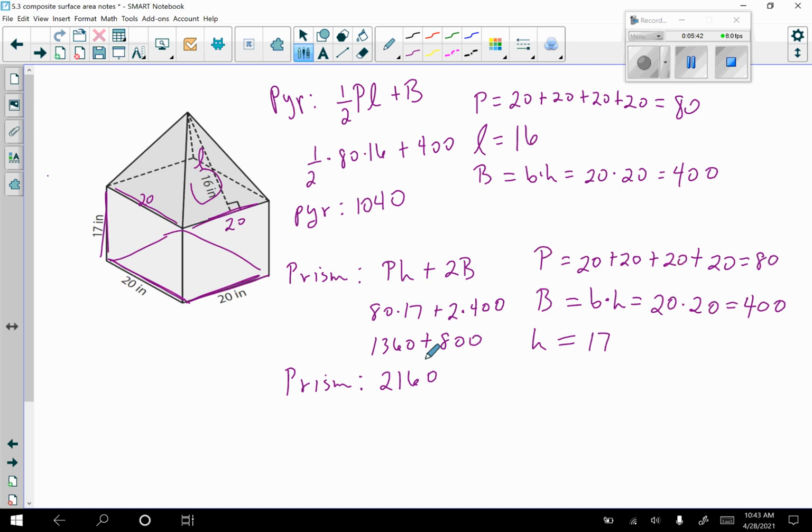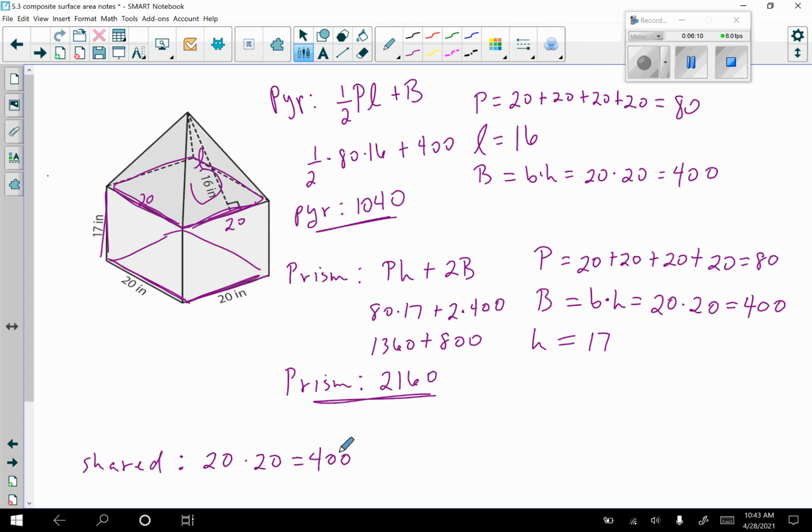Okay, that's total. So pyramid is 1,040 and prism is 2,160. Now remember, we have to find that shared area. So the shared area here is going to be big B, that base. It's this square here, this 20 by 20 square. So 20 times 20, which is 400.